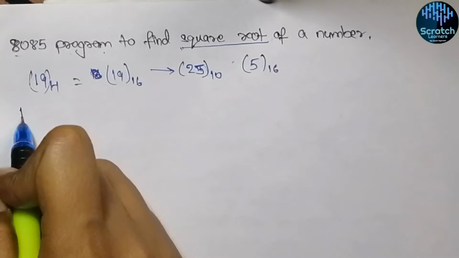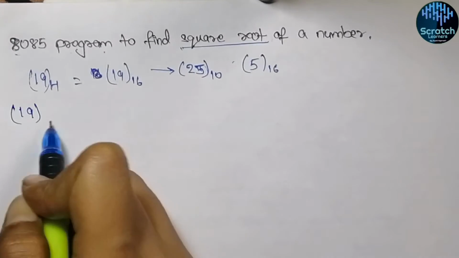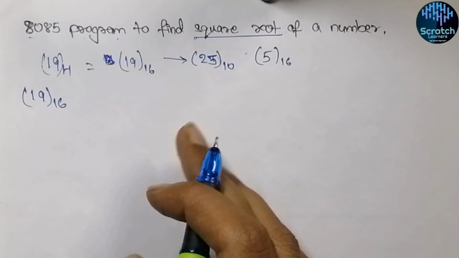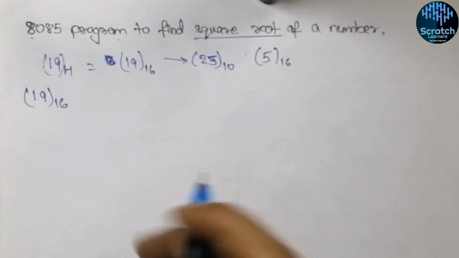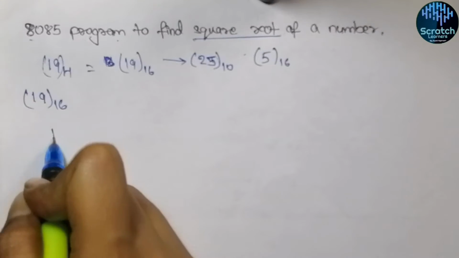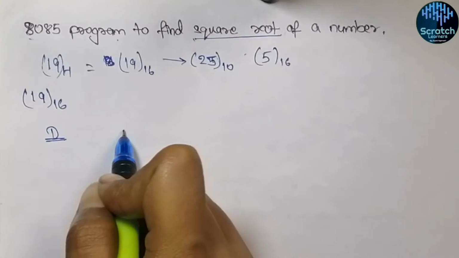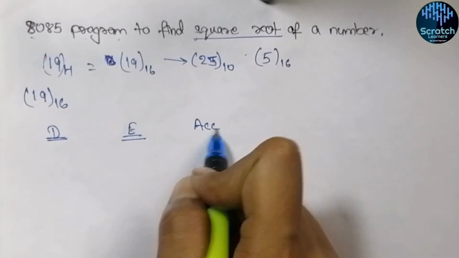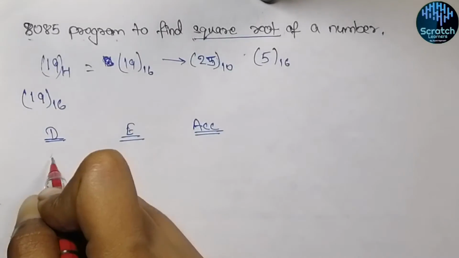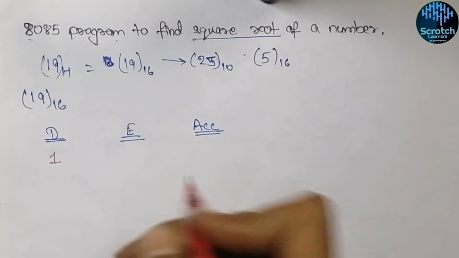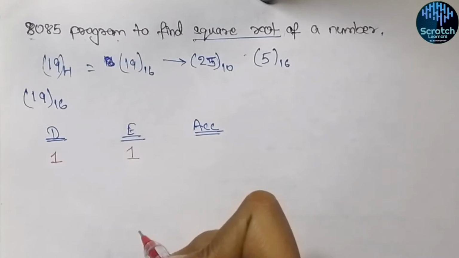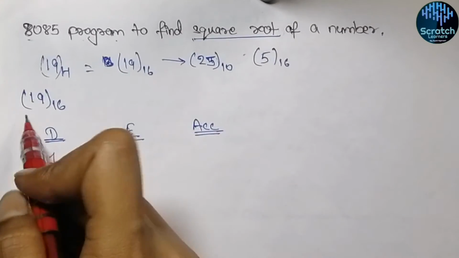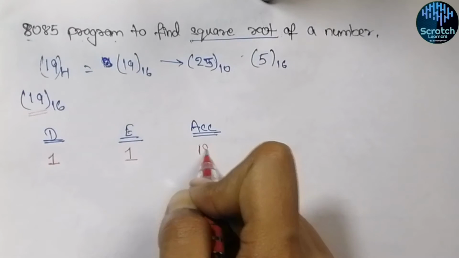So let's see the method of finding the square root of 19 in hexadecimal. For finding the square root, we need two more registers. Let the first register be the D register and the second one the E register, and another one will hold the content of the accumulator. The D register will be initialized with 1 and the E register will also be initialized with 1. The accumulator will contain the input, that is 19 hex.